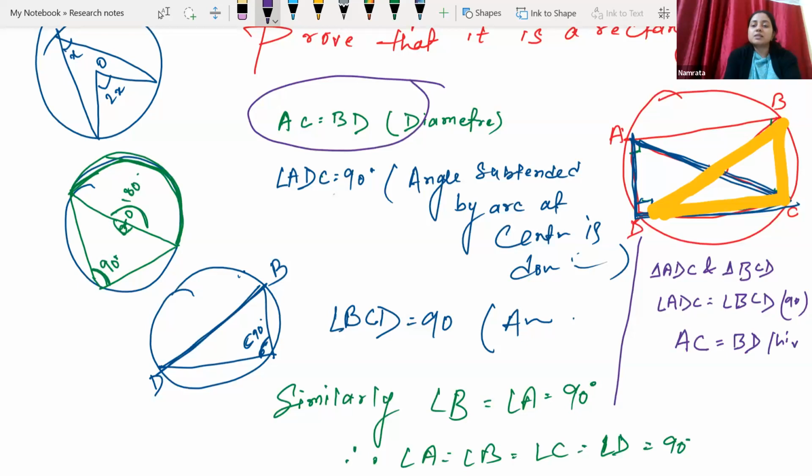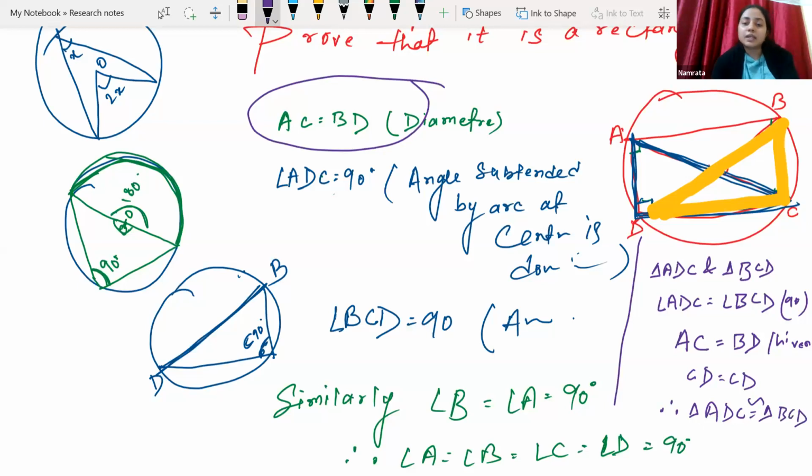Anyone? This type of figure we have proved in the triangle chapter, that these two triangles are congruent. I am talking about the blue triangle and the yellow triangle. What can be taken over here? Can we say side CD is common in both the triangles? And therefore, triangle ADC is congruent with triangle BCD.